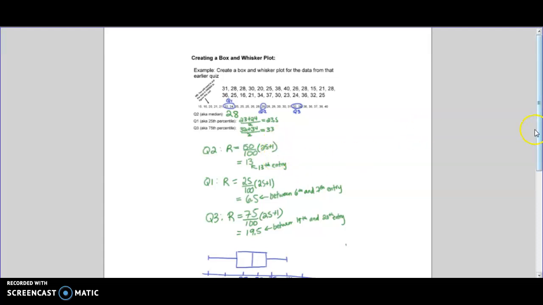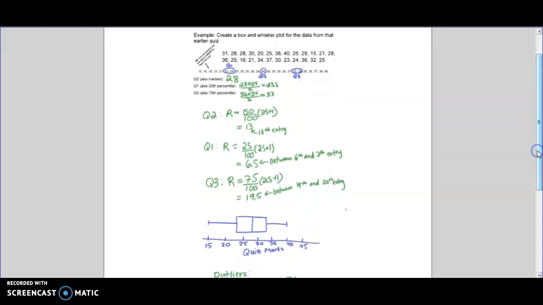So if I scroll down here a little bit, as I had stated in part 1 of the lesson, we draw our rectangle, and the low end of our rectangle is at Q1. So in this case, we figured out Q1 was 23.5.